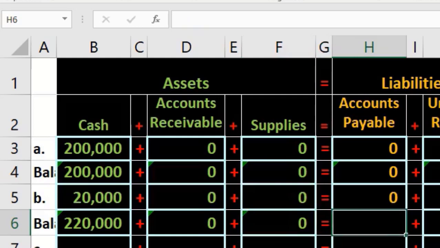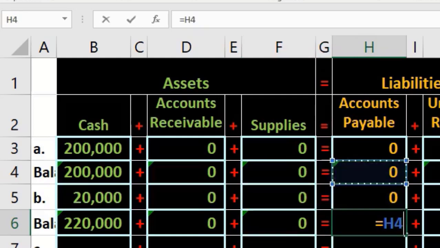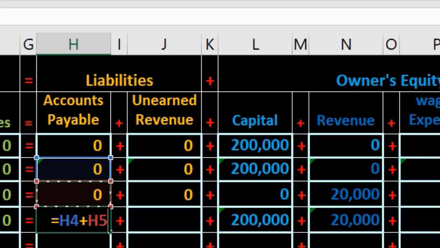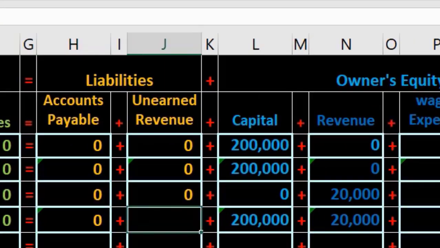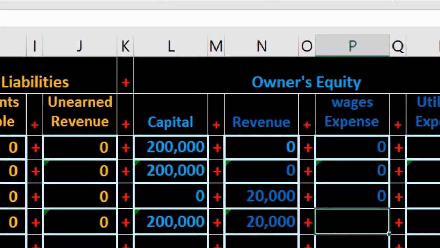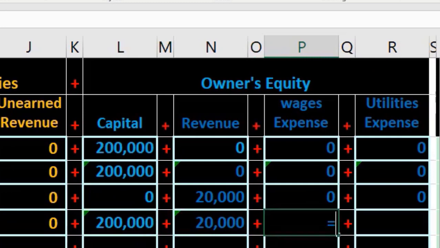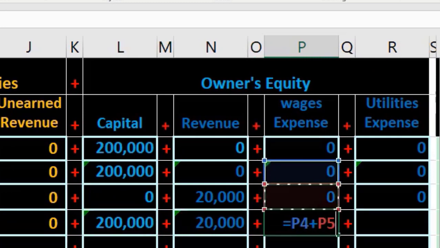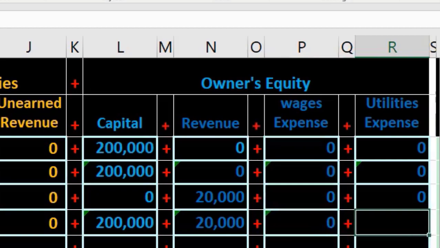We're now in cell H6. I'm going to say equals up two plus up one, tab, tab. We're now in cell J6. We're going to say equals up two plus up one, tab, tab, tab, tab, tab, tab, all the way over to P6. We're going to say equals up two plus up one, tab, tab, and in R6 equals up two plus up one.